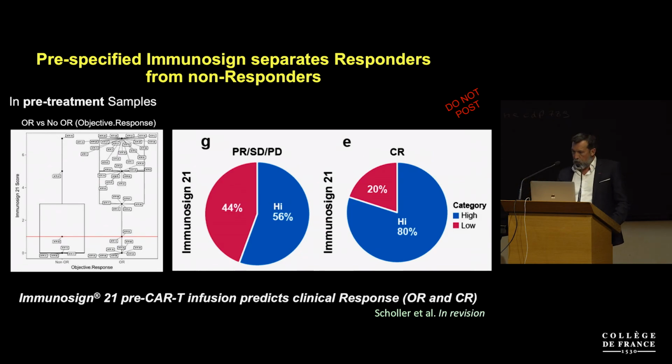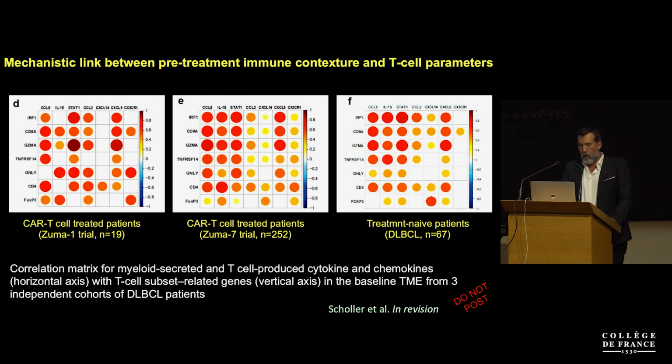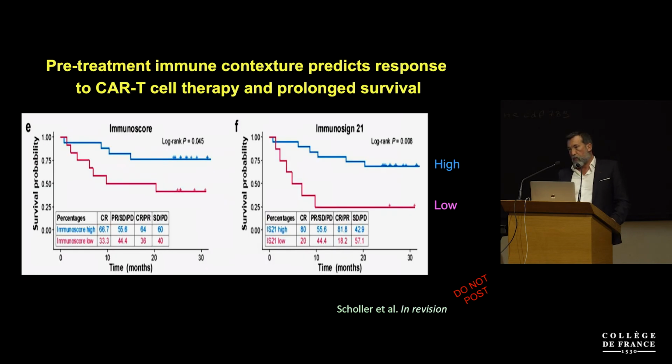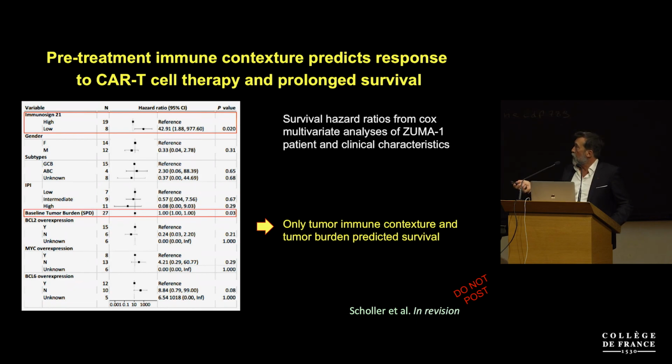And you can see the difference in the response rate. Also, you can see that there is a nice correlation. These are the 3 independent data sets between myeloid-secreted cytokines and chemokines and T-cell subsets in the tumor microenvironment. Also, very importantly, the pre-treatment samples allow to predict the likelihood of response to CAR T cells. And this is what you can see here. The Immunoscore directly, or the Immunosign with the immune signatures of the adaptive immunity, shows very dramatic difference in terms of survival post-CAR T cell treatment. And in the multivariate analysis, this is, of course, highly significant. The only remaining parameter is the tumor burden.